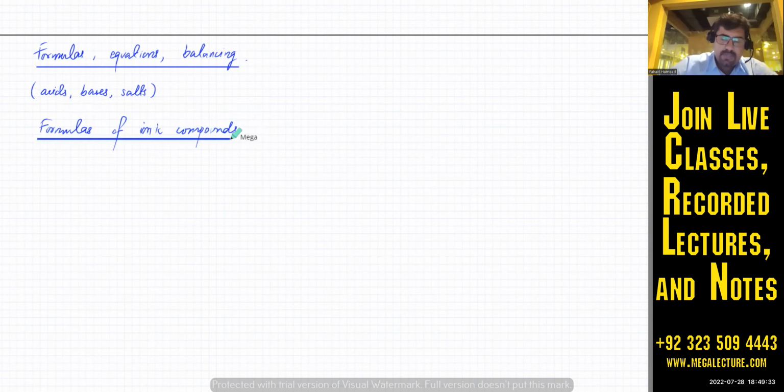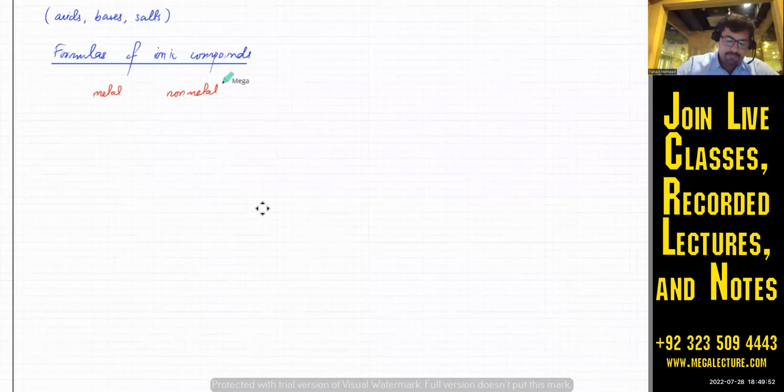So I'll just give you a brief overview once more. You have an ionic compound, you have a metal and you have a non-metal. What does the metal like to do? It likes to lose electrons, and the non-metal likes to gain electrons. So I'm going to start with the simplest one. Metal and non-metal, and let's talk about Mg.